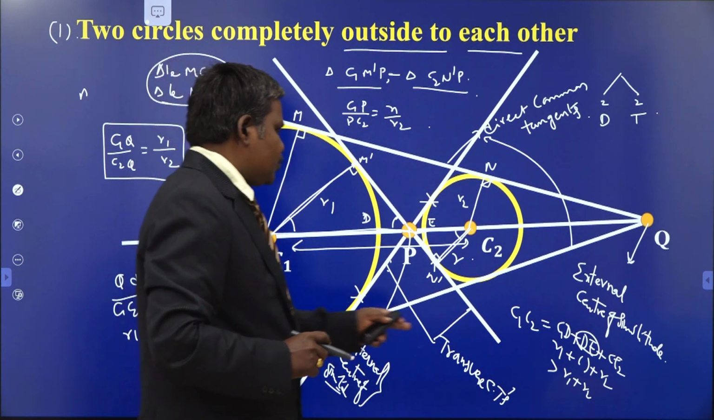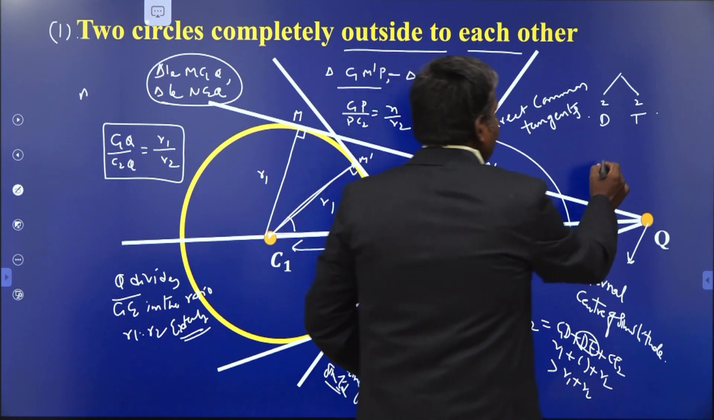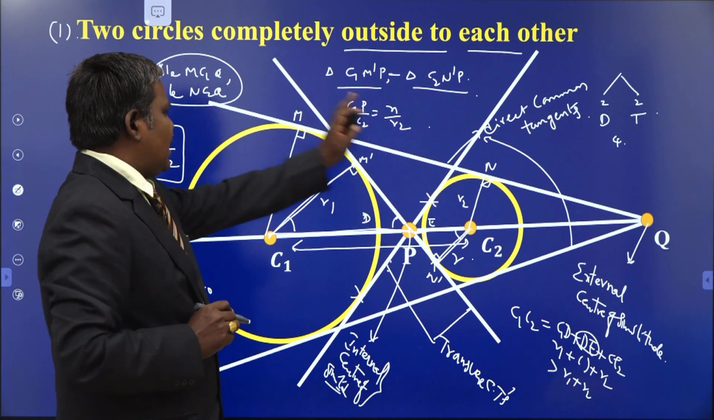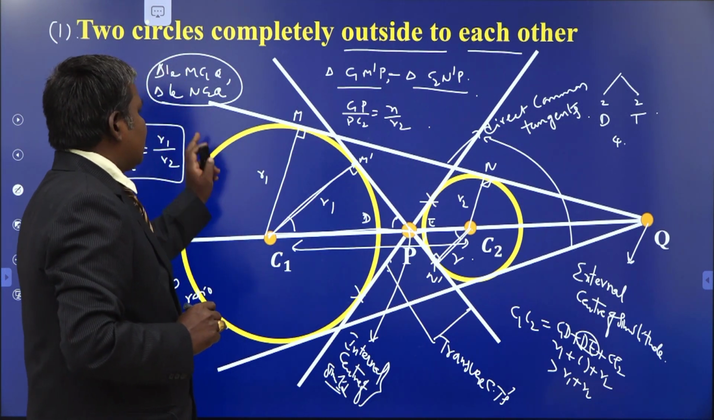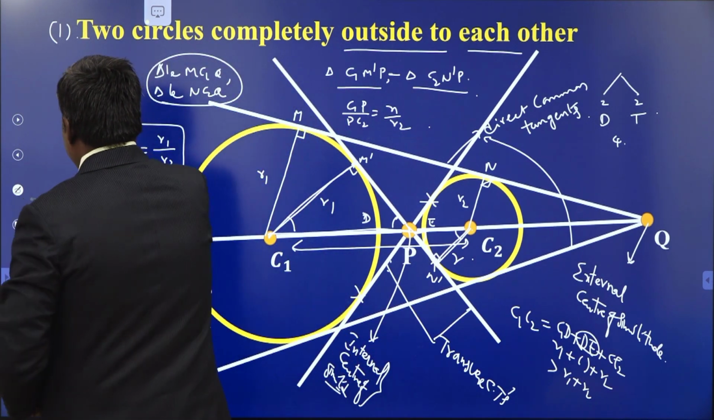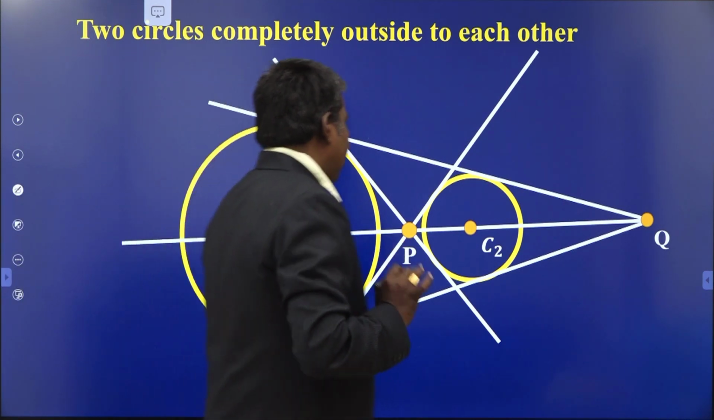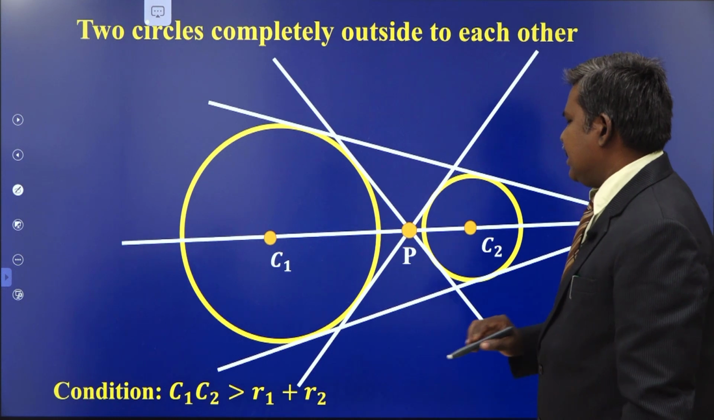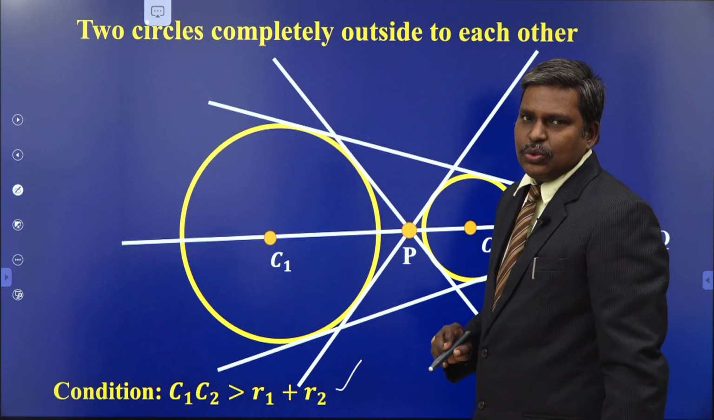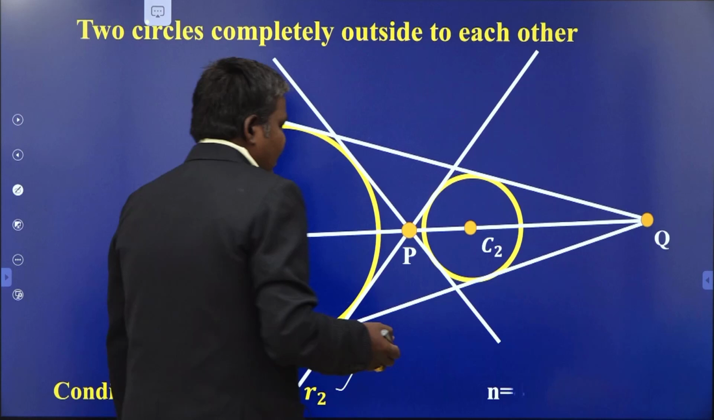So what is the condition, dear students? C1C2 greater than R1 plus R2. At that time, the total number of common tangents is how many? 4. The total number of common tangents is 4. This is the entire story about the case when two circles lie completely outside each other. Okay, in this case, we remember the condition. What is that condition here? C1C2 greater than R1 plus R2. That is, the distance between the two centers is more than the sum of the radii. In this case, the number of common tangents is 4.